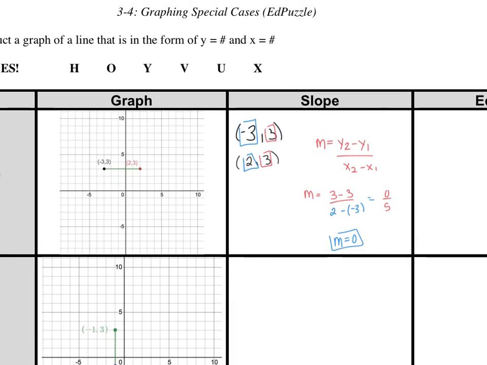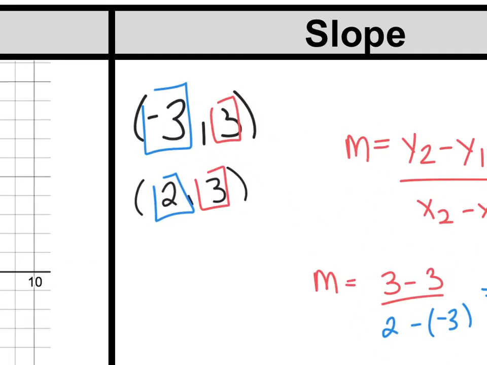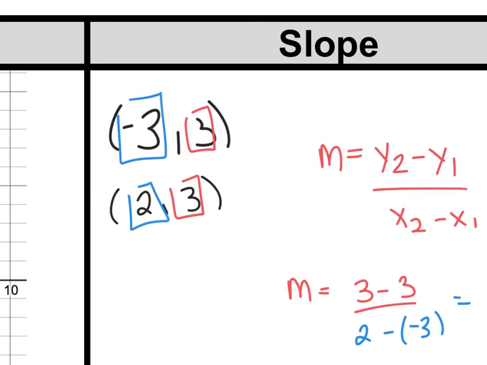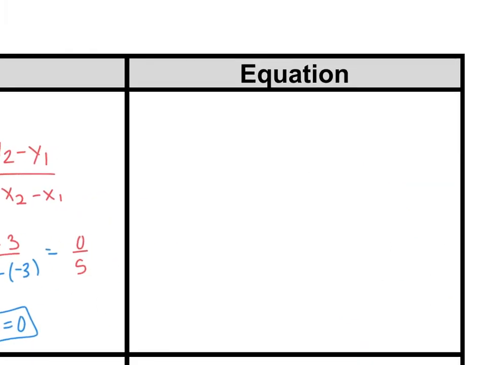So here's the issue. Whenever your slope is 0, you're going to have a y equals line. Here's why. If we look, the only things that are changing about these 2 points are my x values. I had a -3 and then I had a 2. But the one thing that was always consistent was that I always had a y value of a 3. So I can say my equation for this line is y equals 3. I can plug in any value of x and I will always get a 3.